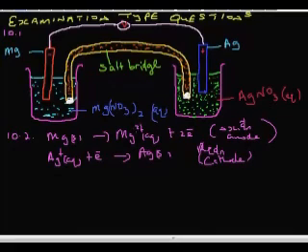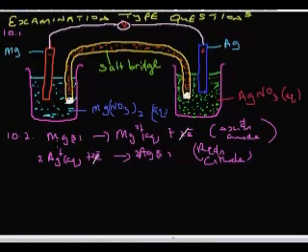So now if we are going to add the two reactions, we need to balance our electrons. So we are going to multiply the half reaction for silver by 2. So at the end of the day, we are going to have this one multiplied by 2. Consequently, these two electrons are going to cancel.